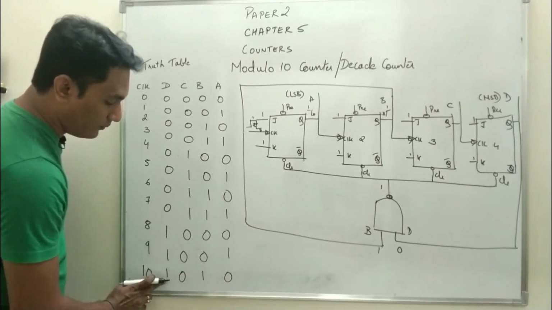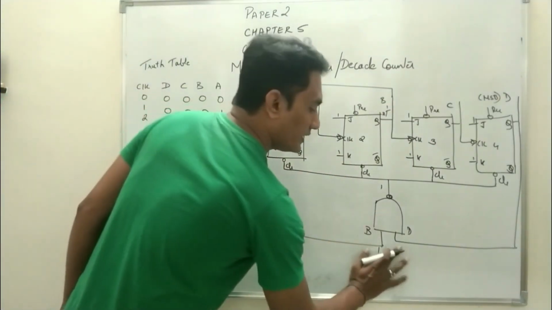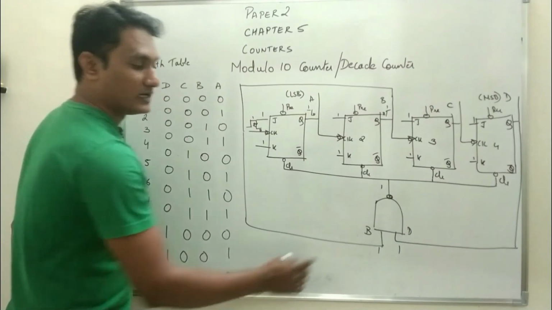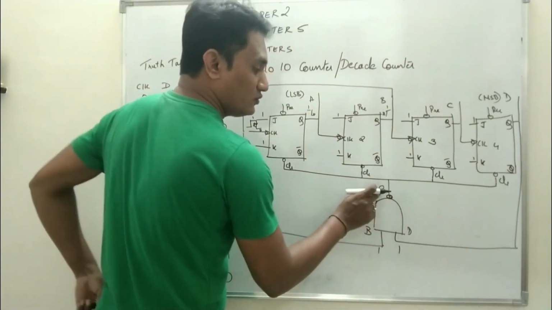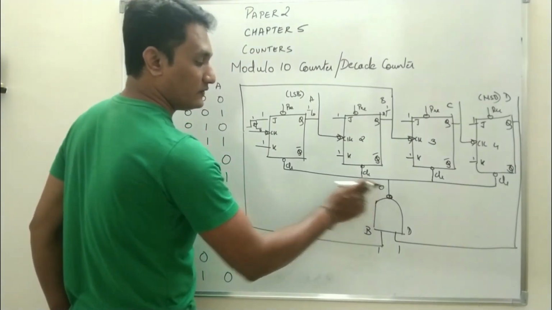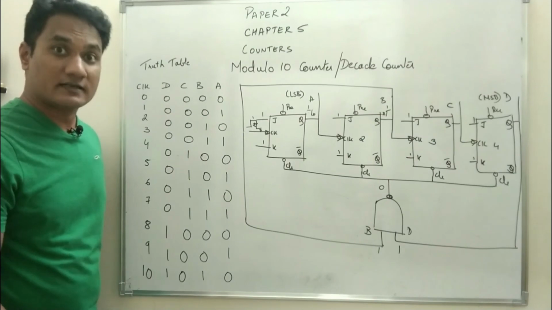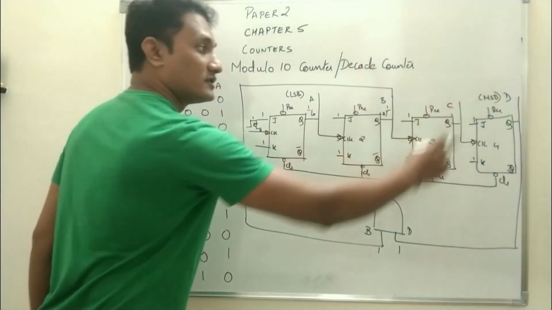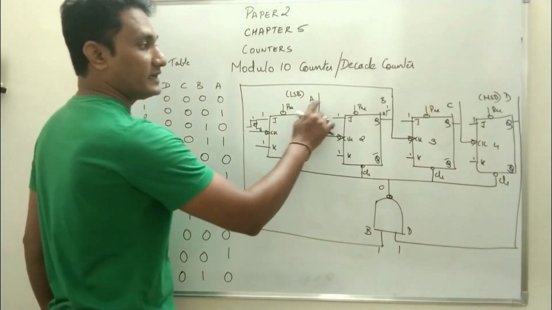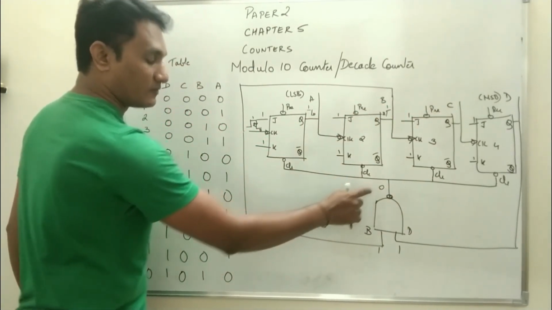1 0. Now both B and D become 1. So when both the inputs become 1, what is this? Multiplication of 1 into 1 will be 1, inverse 0. As soon as this output of the NAND gate is 0, which is given to the clear terminal of all the flip-flops, and the clear terminal is used to reset all the Q outputs. So all the Q outputs, meaning A, B, C, D, will be reset as soon as the clear terminal is activated.